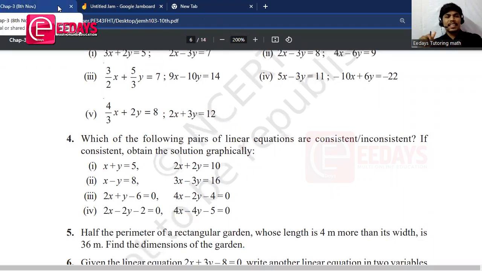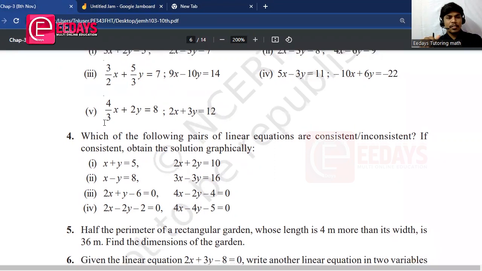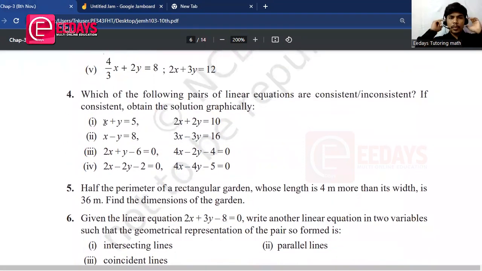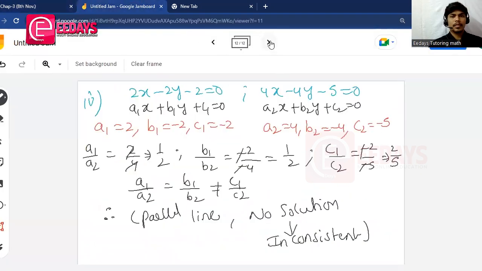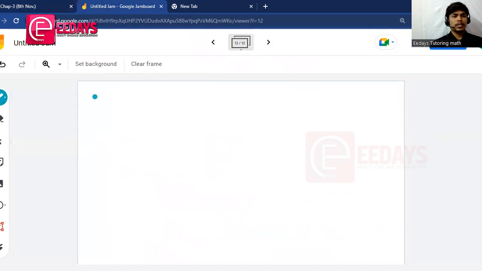Okay, so that's the end of the fourth problem. I hope everyone understood how to do the fourth problem. Still have any doubts? No? All right, let's do the fifth one. Fifth question.